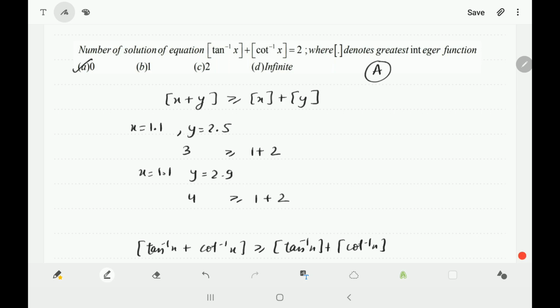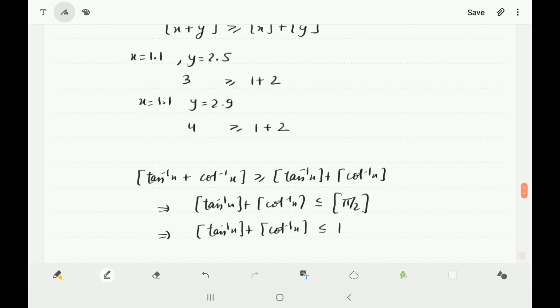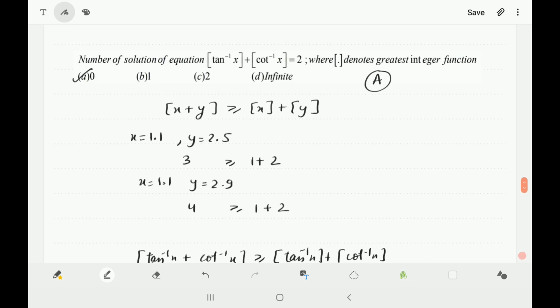But suppose in the question you have the greatest integer of tan inverse x plus the greatest integer of cot inverse x as 1, then you cannot apply this method, because this method says that yes, the summation can be equal to 1. So for that you have to draw the graphs of these two functions and add them, and then check in which interval the summation is equal to 1. I hope it is clear.